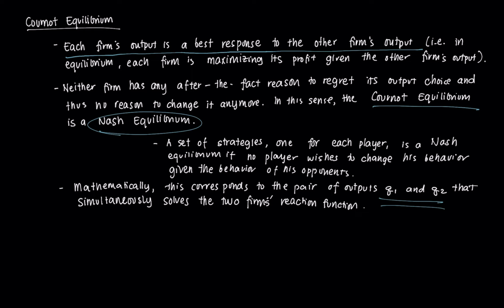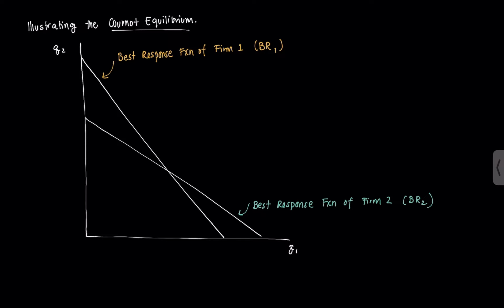But graphically, it looks something like this. We have Q2, the output of firm 2, on the y-axis, and Q1, the output of firm 1, on the x-axis, and we see their best response functions graphed out. The Cournot equilibrium lies here. Let's say this is point E, which means that at the Cournot equilibrium, the optimal quantity for firm 1 is Q1 star, and the optimal quantity for firm 2 is Q2 star.